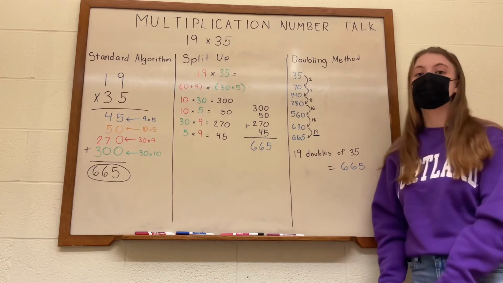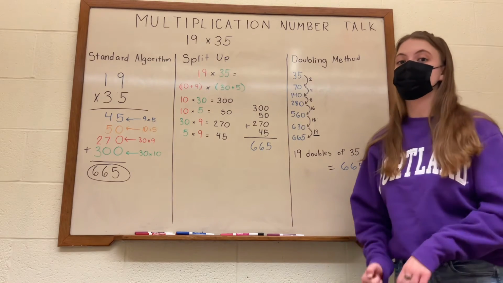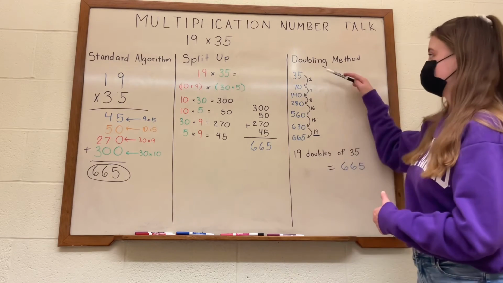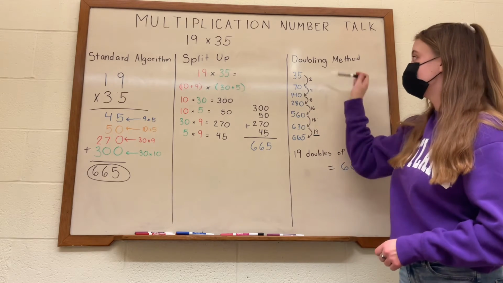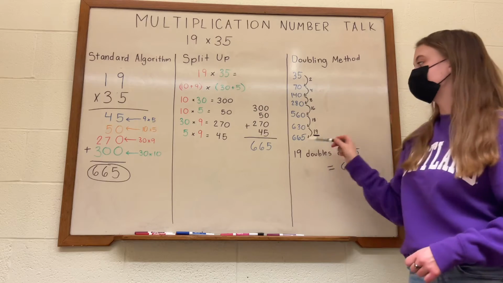And this method works because multiplication is essentially just repeated addition, and that's what the doubling method really is. You're just adding 35 together 19 times to get 665.